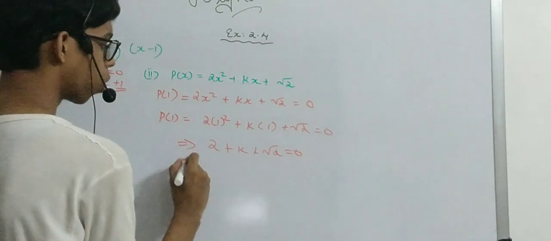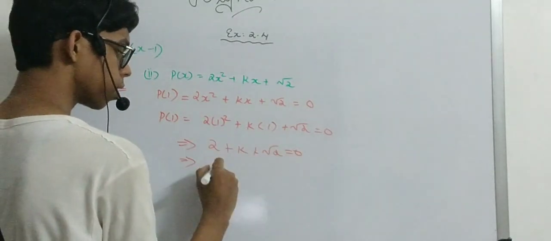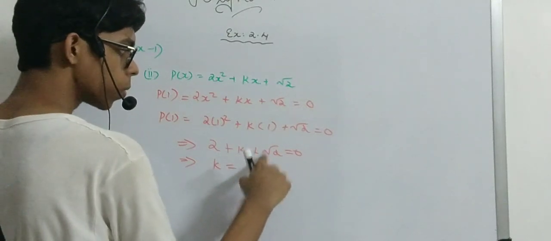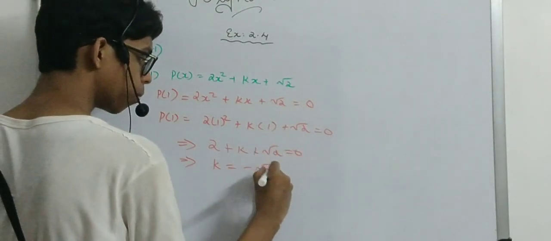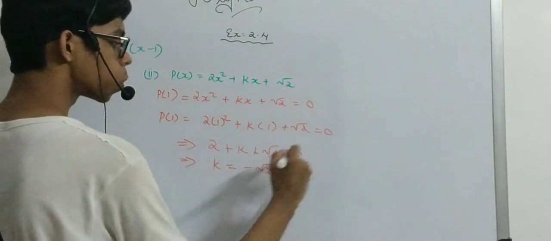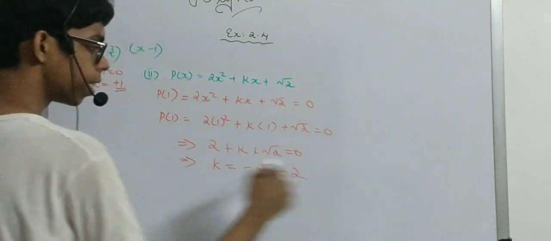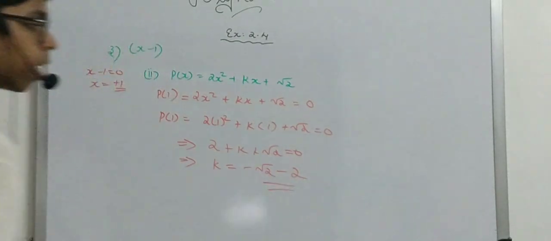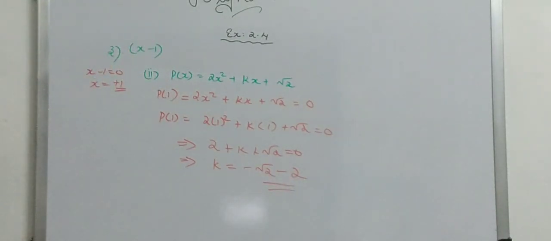Now keep k on one side and bring the other terms to the other side. So we will be getting k is equal to, okay, this root 2 when it goes there, we will be getting minus root 2. This 2 also when it goes to the other side, we will be getting minus 2. Okay, so the value of k is minus root 2 minus 2. Okay, I hope it is clear.